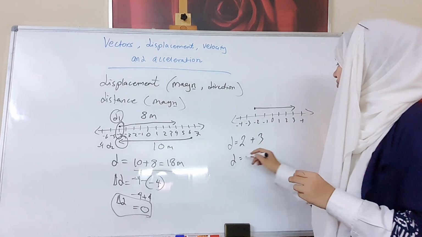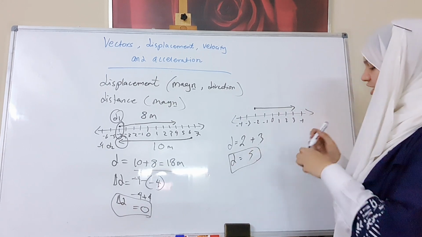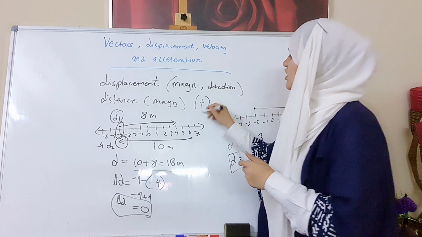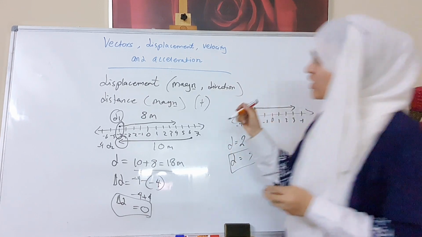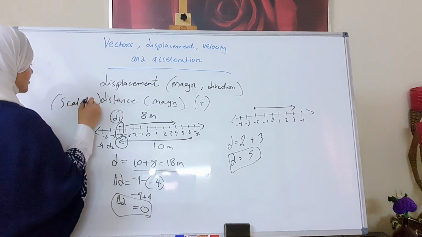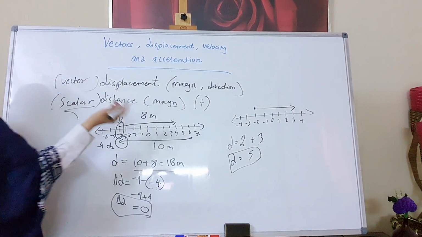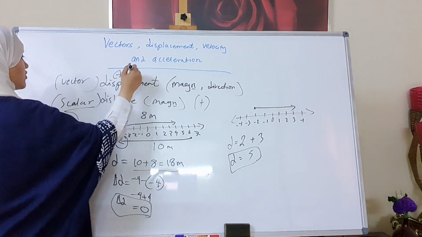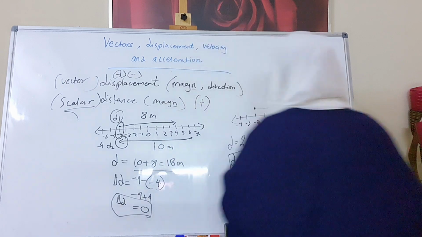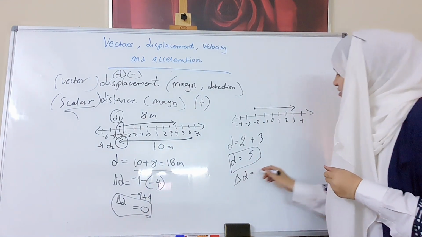That means the distance is 5. Why? Because distance is always positive, not negative, because it's a scalar quantity. But displacement is a vector quantity, so it can be either positive or negative. Okay, so the distance here is 5. For displacement, what is the change of displacement?